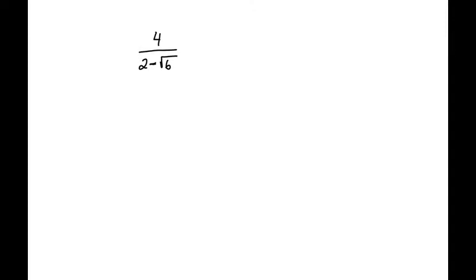In order to rationalize a denominator like this, what we're essentially saying is we want to get that square root out of the denominator. And in order to do that, we need to multiply this fraction in such a way that it will eliminate that, but at the same time not change the value of the fraction. And we do that by multiplying this fraction by its conjugate.